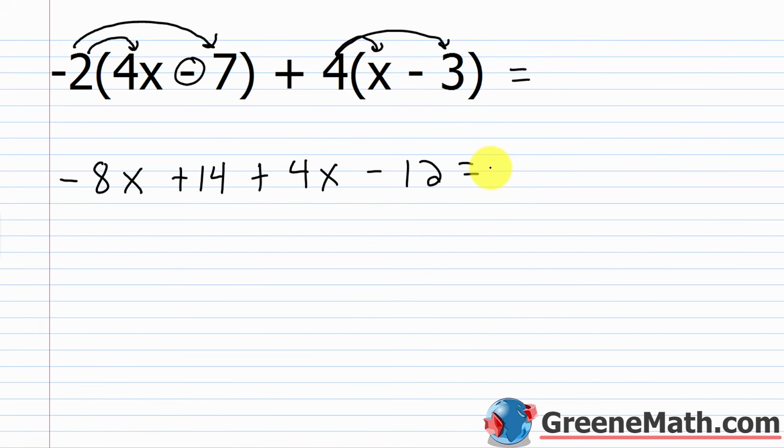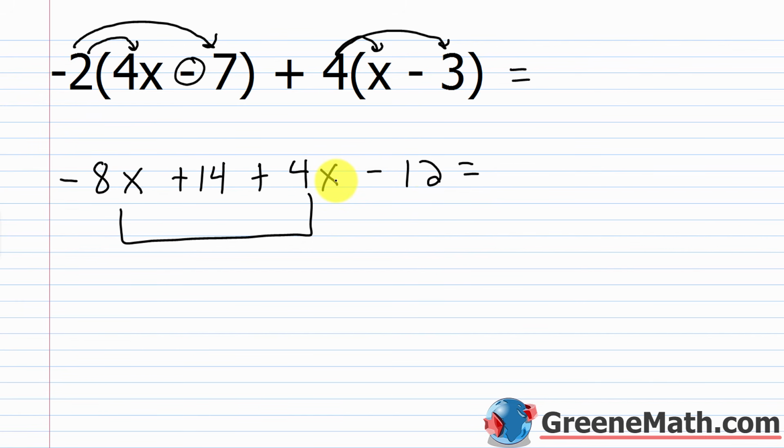And so now we're going to look for like terms. So I have negative 8x and 4x. Those are like terms, right? The variable is x. There's no power. You can think of the power as being 1. So in each case, you have the same thing. And then you have 14 and negative 12. Those are just numbers or constants. Those can be combined. So let's start out with just negative 8x plus 4x.